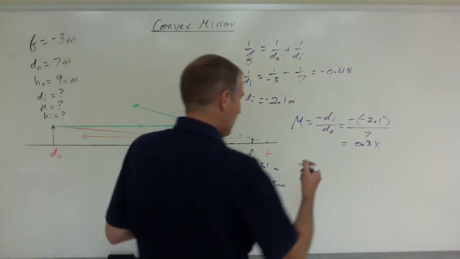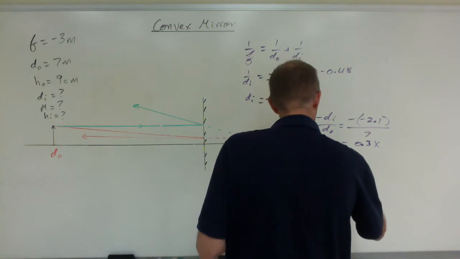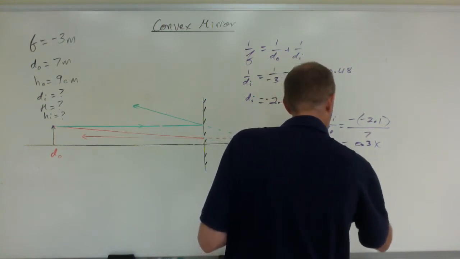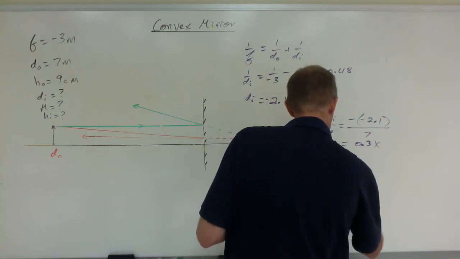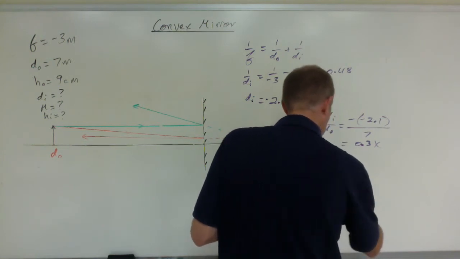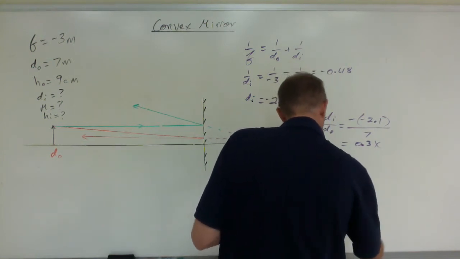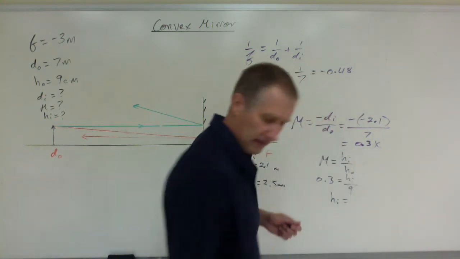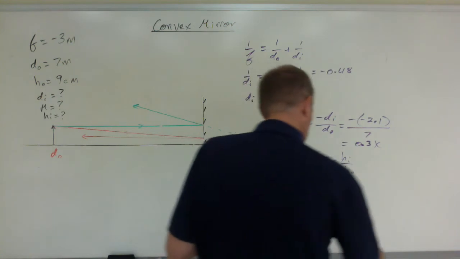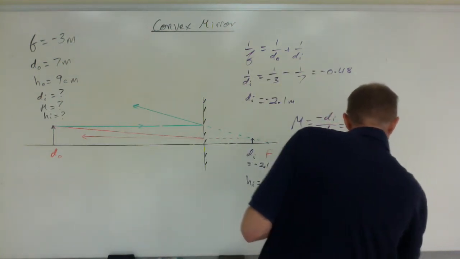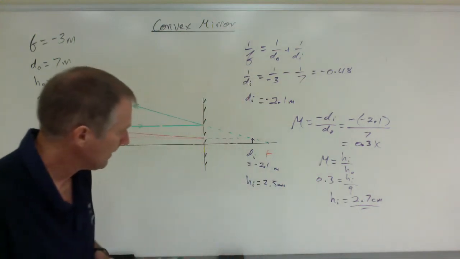And then you can find the height of the image using m = hi/ho. So 0.3 equals hi all over 9 centimeters, the height of the object. And so multiply 9 to the other side. 0.3 times 9 is 2.7. So hi equals 2.7 centimeters. That's the height of the image. All right?